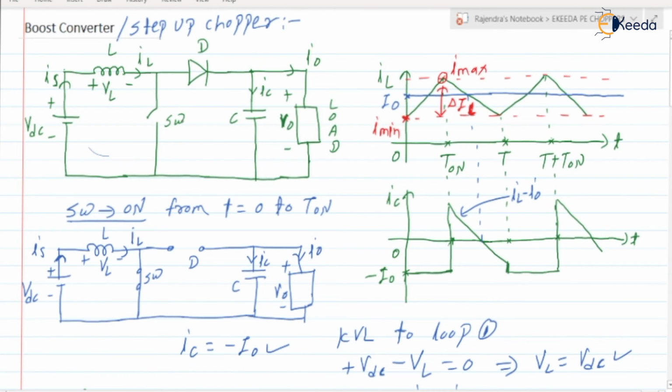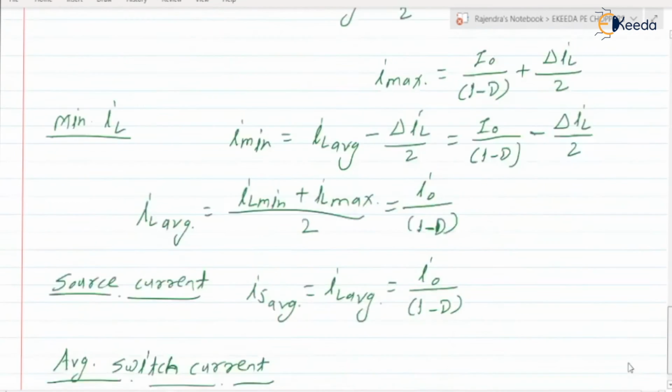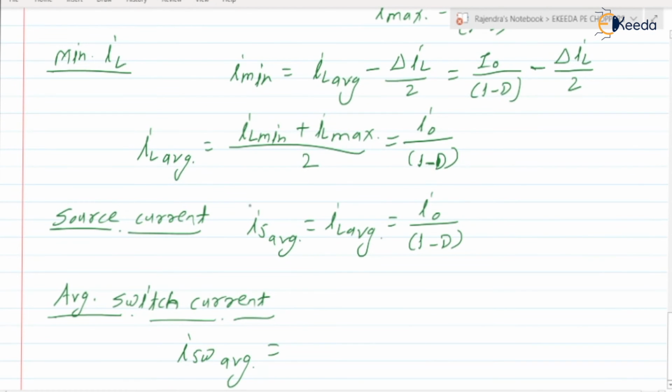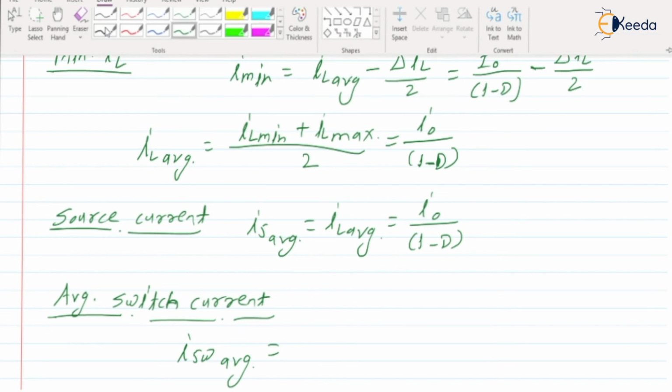When the switch is in the on state, the switch current ISW will be the same as IL, which is equal to IS only. But when the switch is in the off state, ISW will be zero. So here, for ISW average, we can draw the waveform for the switch current.